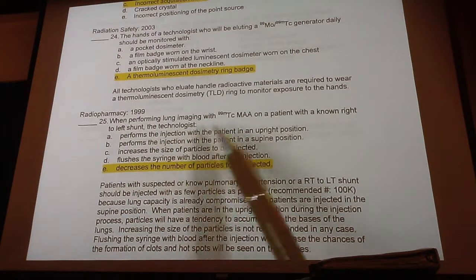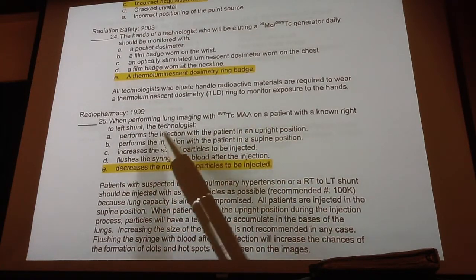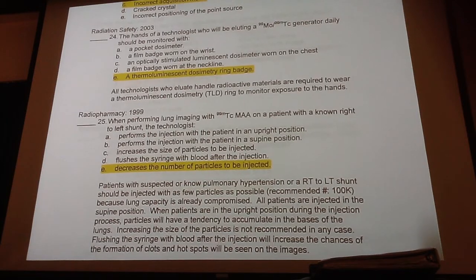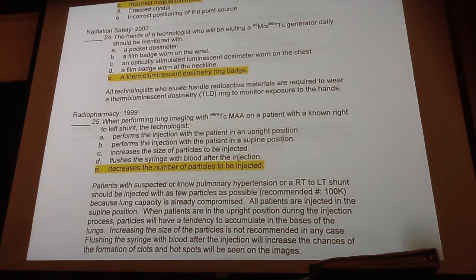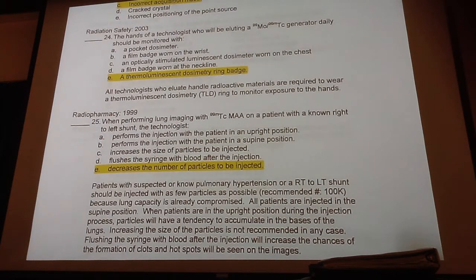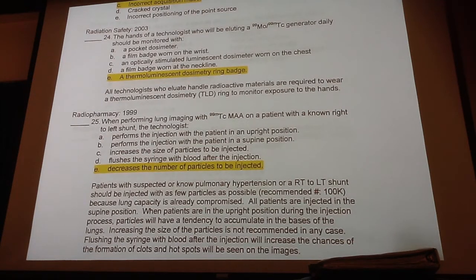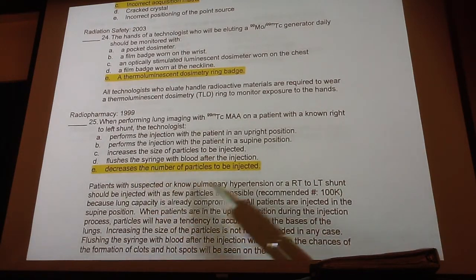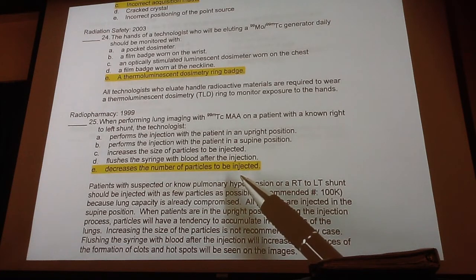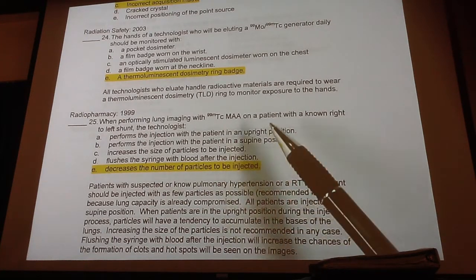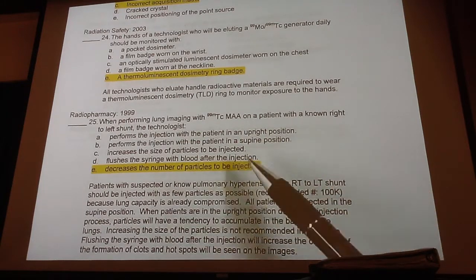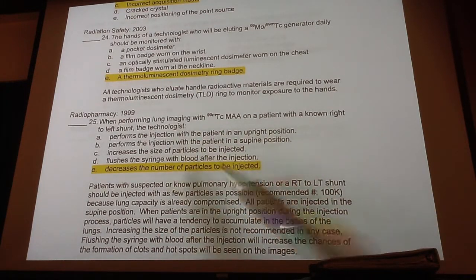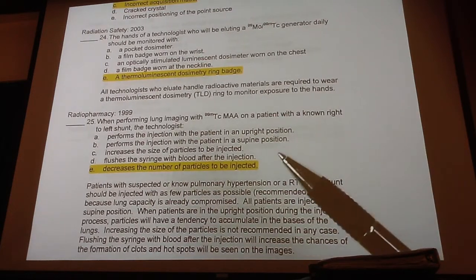Okay, when doing an MAA scan, a patient has a right to left shunt. What should the technologist do? You have a lung scan, patient has a right to left shunt. What does that mean? It means the MAA is going to go into the systemic circulation. And why would that be a problem? It would clog up the kidneys, brain. Basically, instead of embolizing the lung like we do when we do a lung scan, we're going to be embolizing the brain, the kidneys, the heart. And normally if that happens, then you're going to get a stroke, heart attack, renal failure.